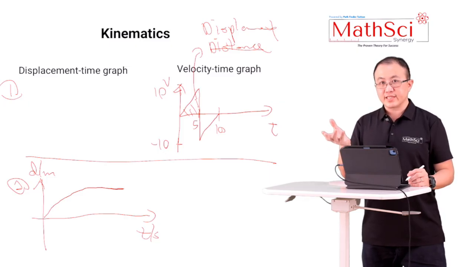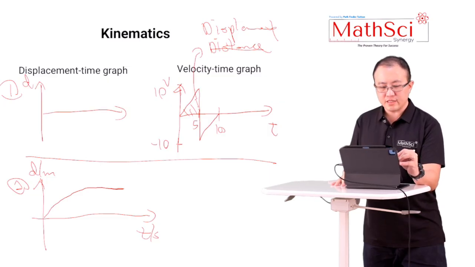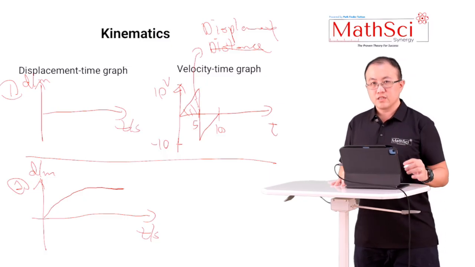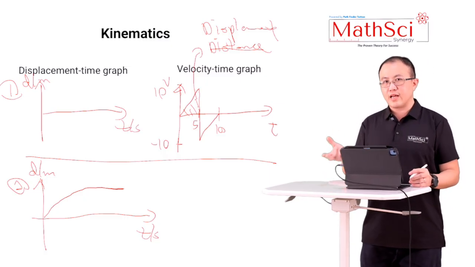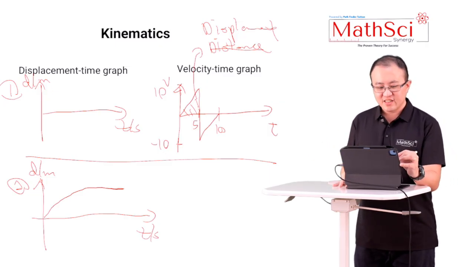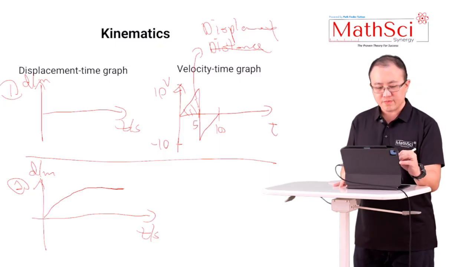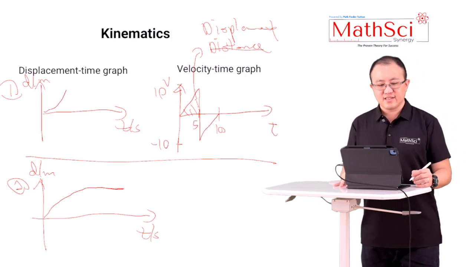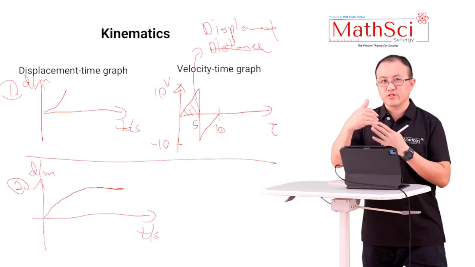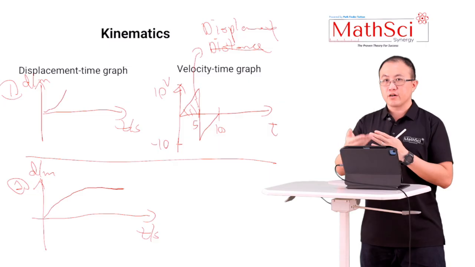So if I were to draw the displacement time graph, let's say this is d meter, this is t second. My displacement is increasing, and the rate at which my displacement increases is increasing because my velocity increases. So I will be expecting a graph that shapes like this. If you draw a tangent to this graph, you will notice that the gradient of the graph is increasing because my velocity is increasing.